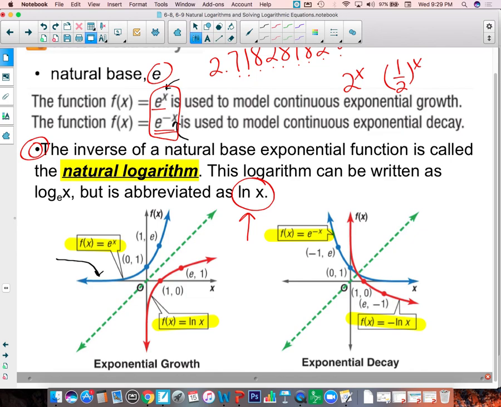It's natural log, and I don't know why they didn't do nl. My guess is that it probably comes from some Latin word, so they did ln rather than nl, okay? So, that's just a little bit of information about e.